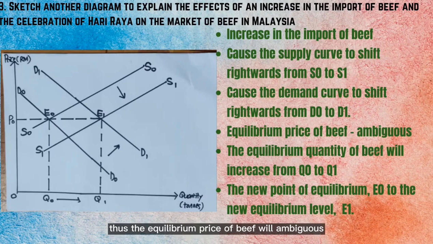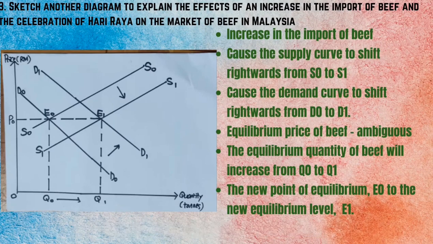Thus, the equilibrium price of beef will be ambiguous and the equilibrium quantity of beef will increase from Q0 to Q1. The new point of equilibrium will change from original equilibrium level E0 to the new equilibrium level E1. Now I will pass to my friend Wei Ying to present question 4.